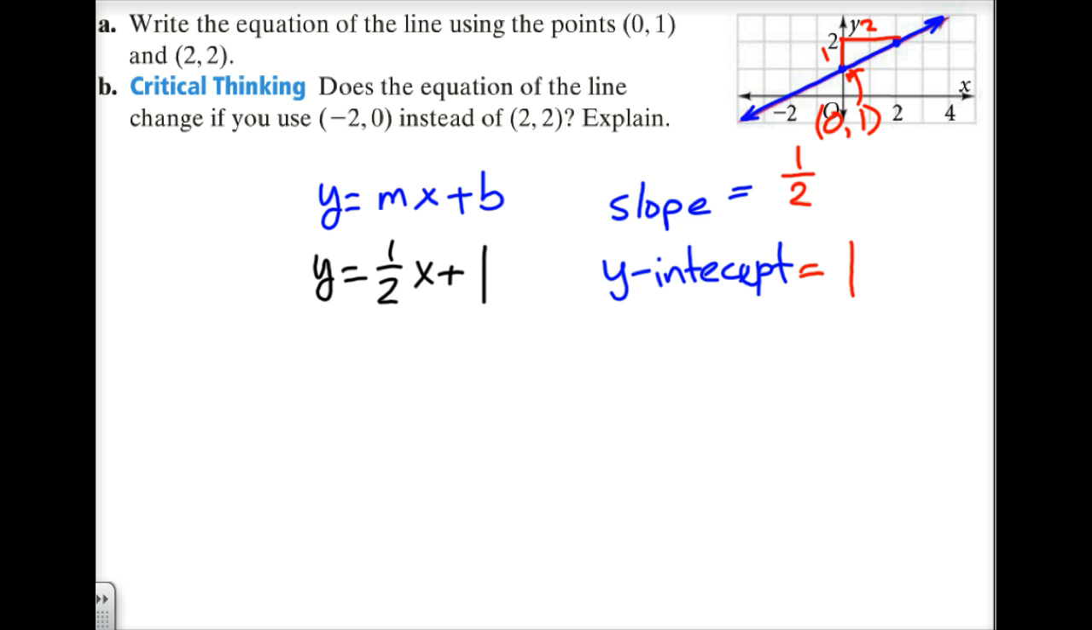So, does the equation change if I were to use negative 2, 0, this point right here? Would it change the line or the equation of that line? And the answer is no. If I use any value or any point on the line, I'm still going to come up with the same equation. So regardless of the line or the points that I choose in my line, I'm always going to get the same slope and the same y-intercept.